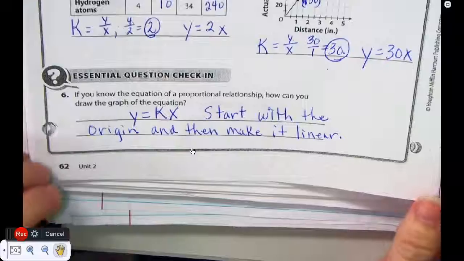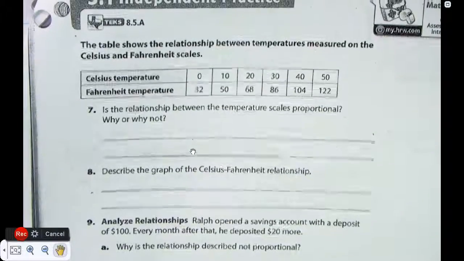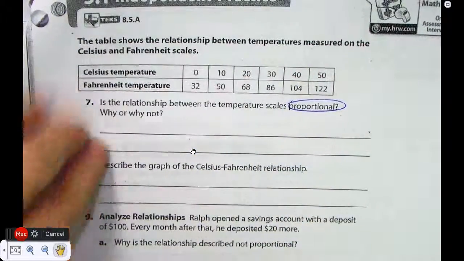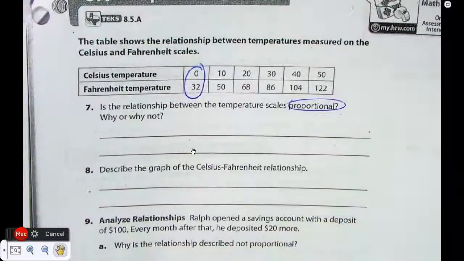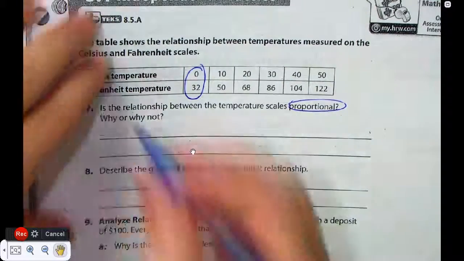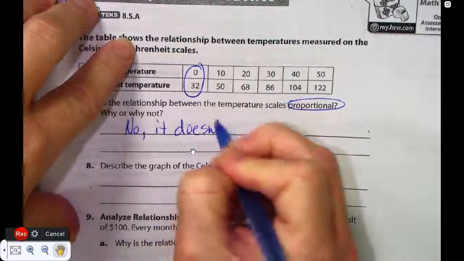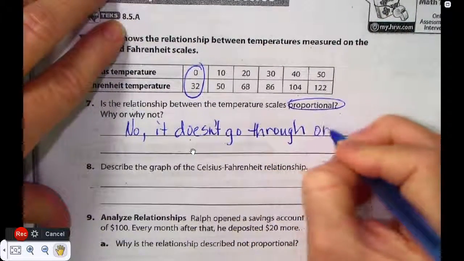Okay? Look at the next page. Page 63. Okay? Look at this table on page 63. Is this relationship proportional? No. How do you know? Because 0 times 32 is 0. Well, it doesn't go through 0, 0, right? It doesn't go through 0, 0. So no. It doesn't go through, hey, let's put origin.